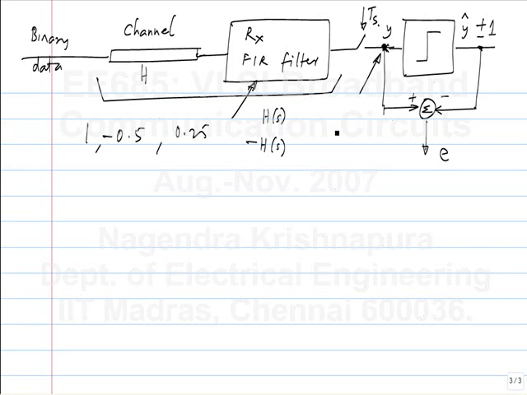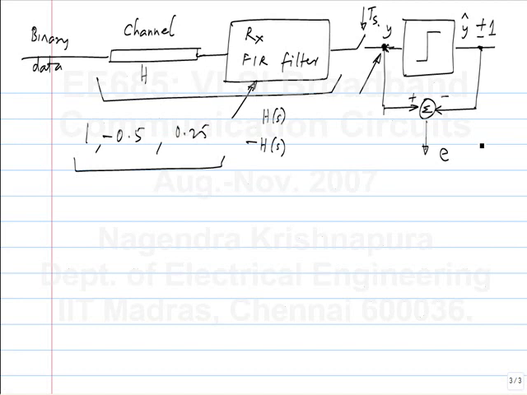I am not talking about how to implement a variable coefficient. Forget the implementation. Like I have 1, minus 0.5 and 0.25. This is the current state of the filter. The filter implements 1 minus 0.5 Z inverse plus 0.25 Z inverse squared. When I find that this error is non-zero, what do I do? If the error is positive, you have to reduce the value.